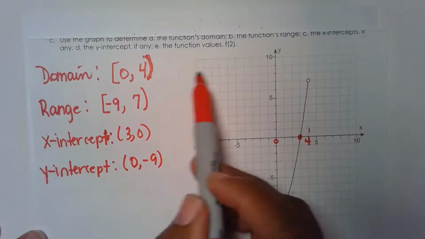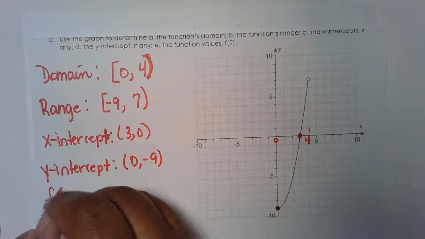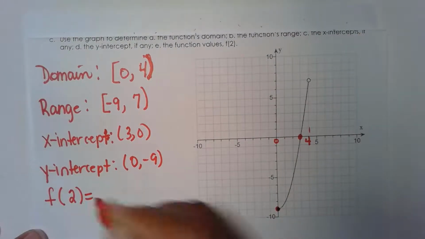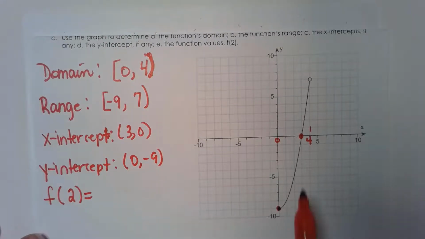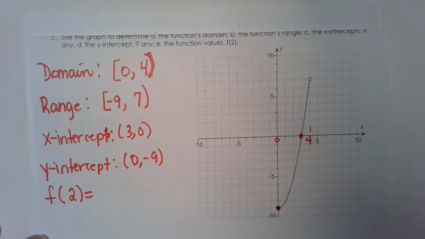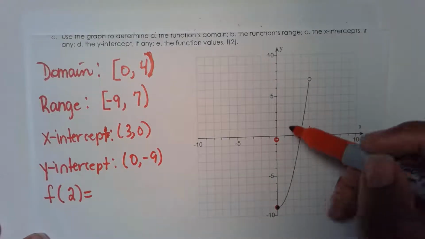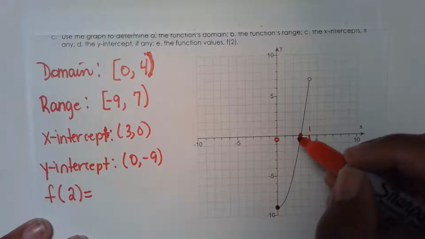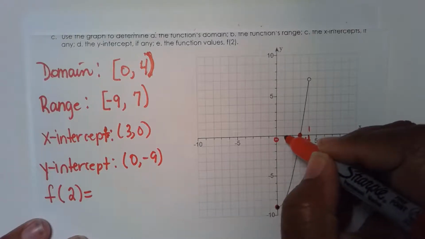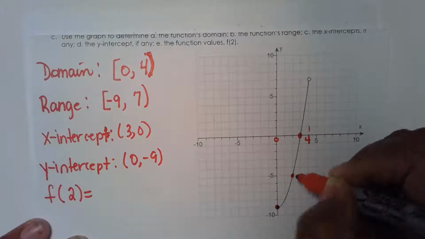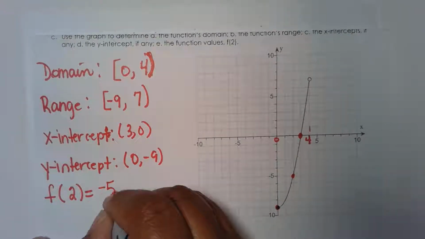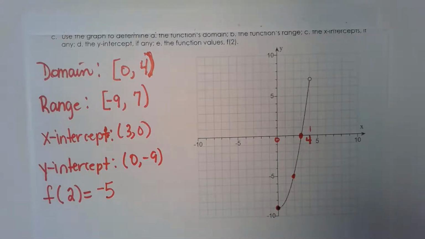And then the last question says find f of 2. 2 being the x value, we want to find the y value. So here we go. Let's go over 2 units. 1, 2. So go down. This is where the point lies at -5. And there we go.